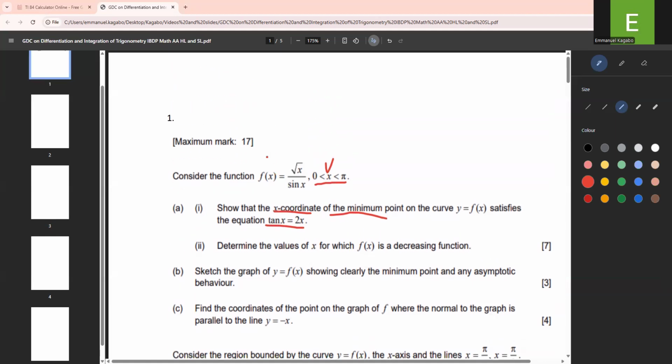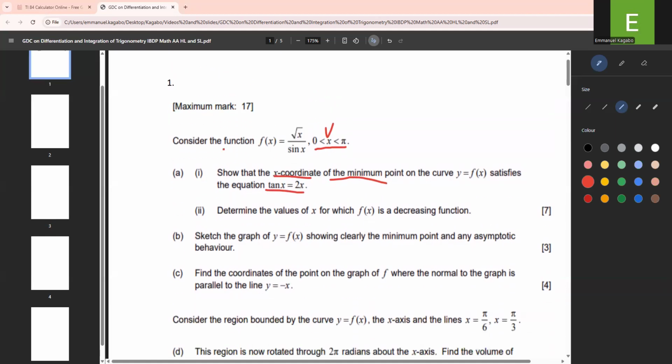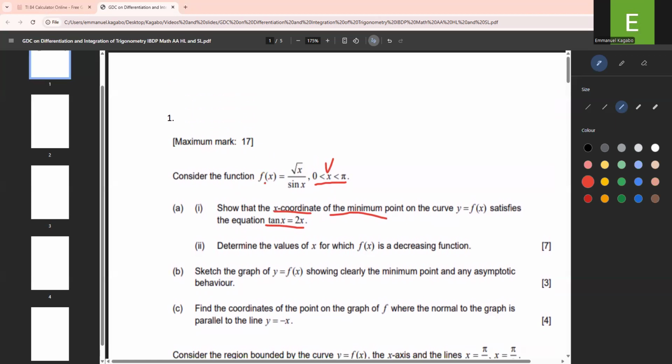So before I start doing the question, there are a few things I want to review. One of them: when you see f(x) equals 2 square root of x over sin x, in other words, we are dividing two functions. Good. Now, do you remember the quotient rule, guys? The quotient rule is going to be (u'v minus v'u) over v squared.